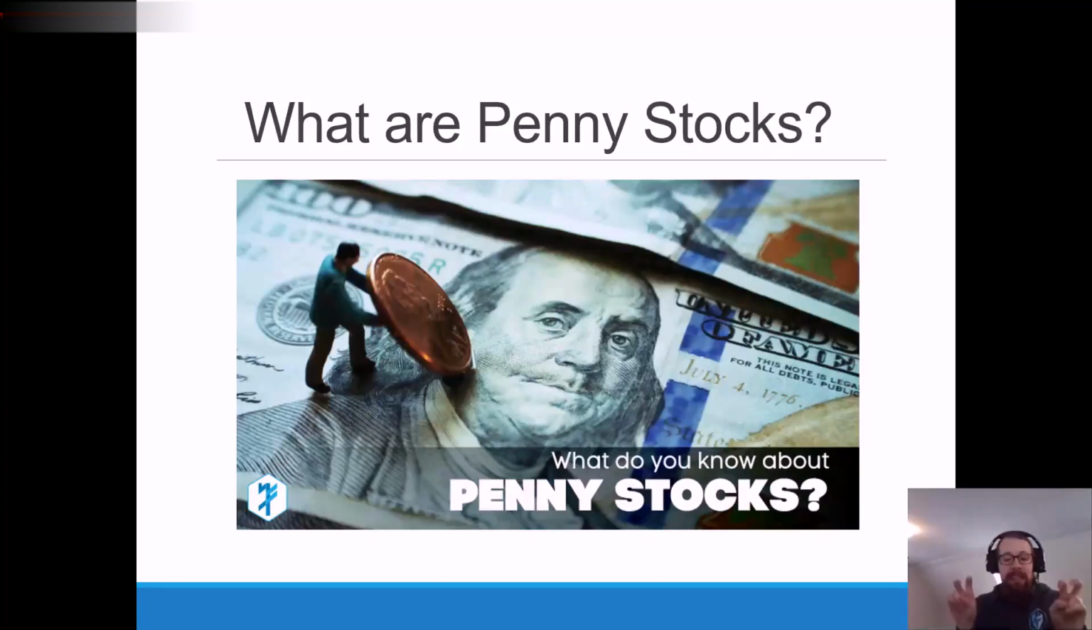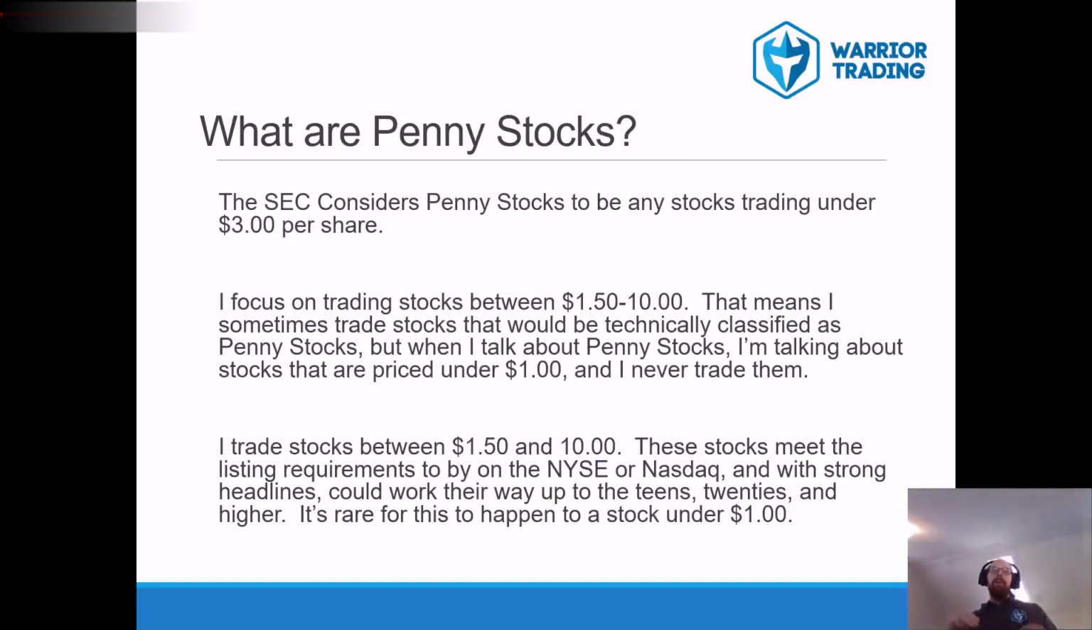So in that sense, I traded penny stocks when I built up my account from $583 to $100,000. I focus, as you know, primarily on trading stocks between $1.50 and $10. So sometimes I'm trading stocks that would technically be classified as penny stocks. But when I personally talk about penny stocks, I'm talking about stocks under $1 per share, and I never trade them. I trade between $1.50 and $10 because those are the price ranges that are, number one, most likely to make those 20 to 30% moves, but number two, most popular among retail investors. As they get a little more expensive, they become more popular than 50 or 60 cent stocks.